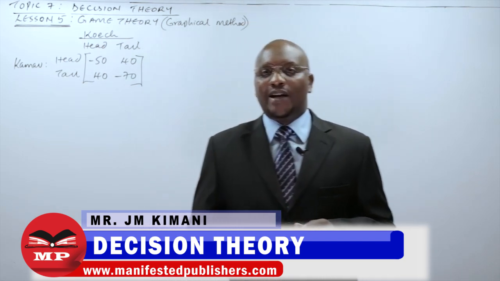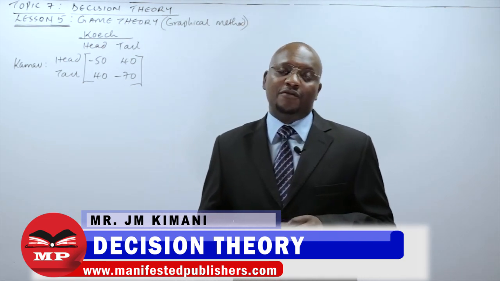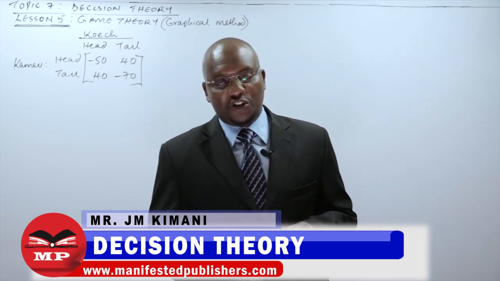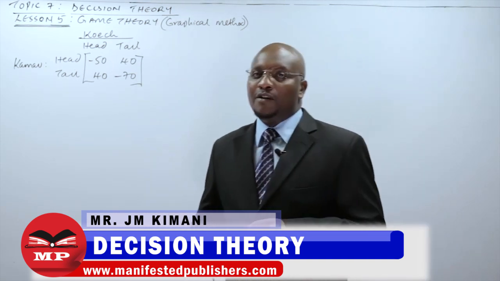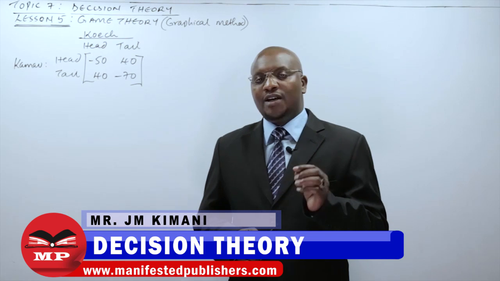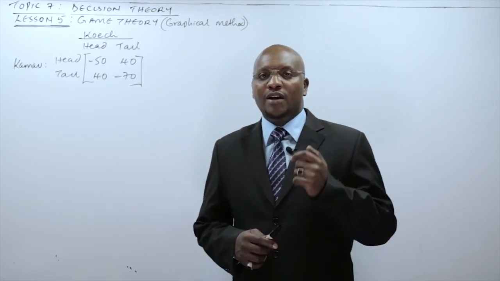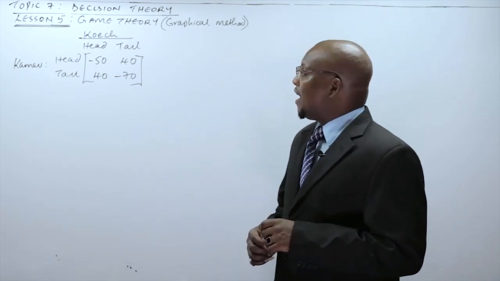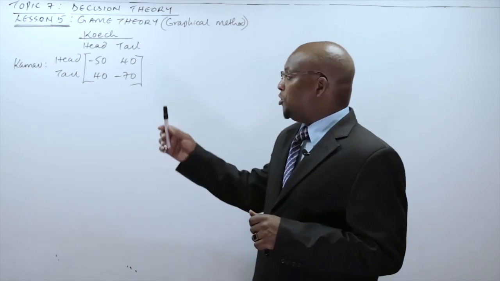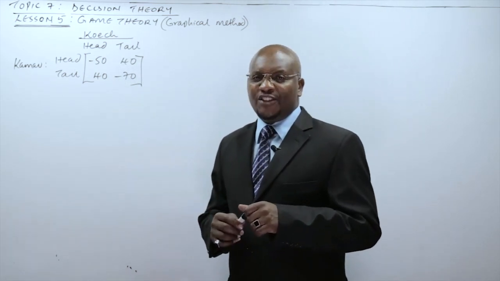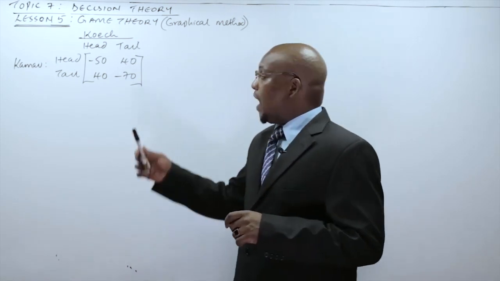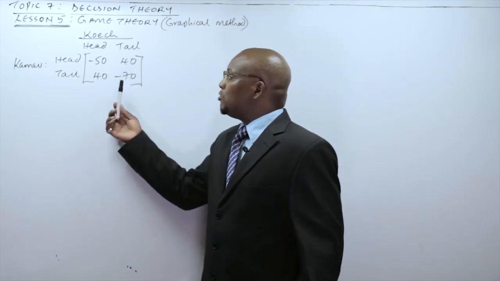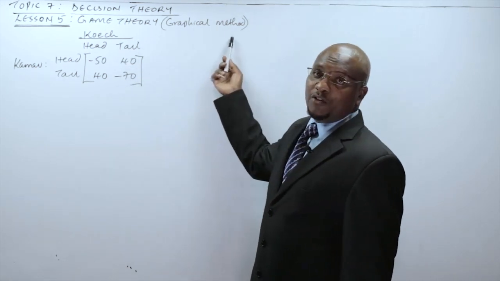Kimani. I welcome you to Lesson 5 of Topic 7, which is Decision Theory. Lesson 5 focuses on still game theory, but the graphical method. Now, in the previous lesson, lesson 4, we had a question where I showed you how to determine the optimal strategy and also the value of the game using the algebra method and the probability method. Now, we are going to look at the graphical approach for the same.